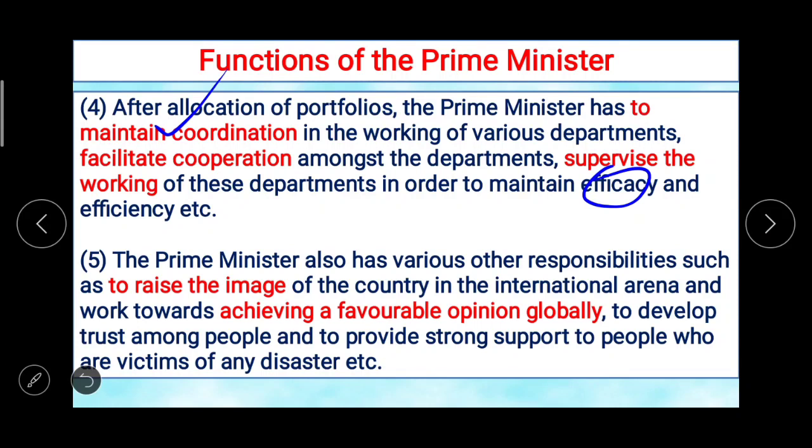The prime minister also has various other responsibilities, such as to raise the image of the country in the international arena and works towards achieving a favorable opinion globally. That is a part of foreign policy. And to develop trust among people and to provide strong support to people who are victims of any disaster, etc. If there is any problem or any disaster in the country or in any particular state, then it is the duty of the prime minister to give them hope and also to give them help.